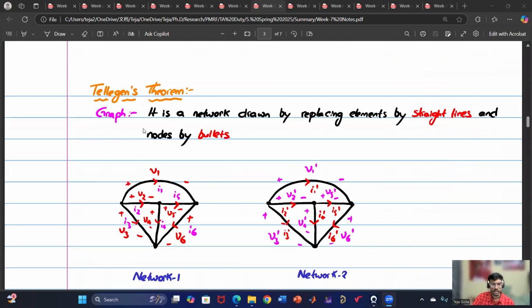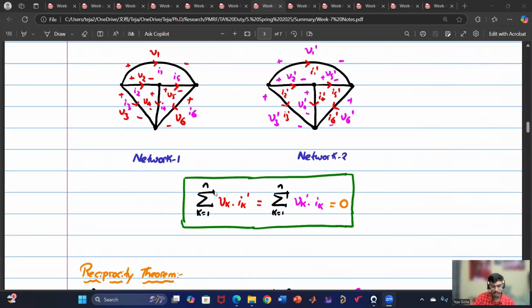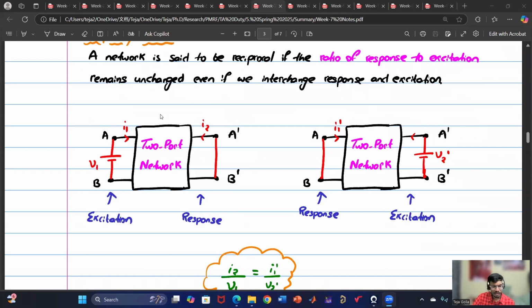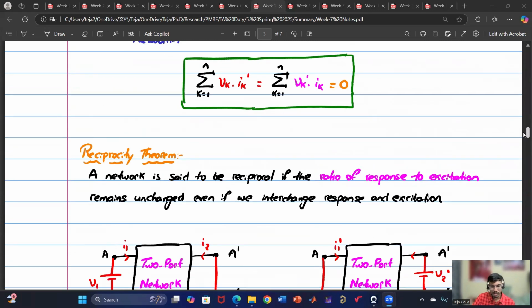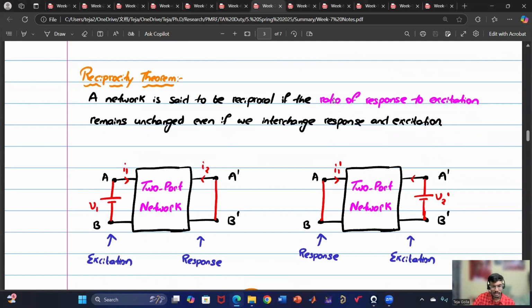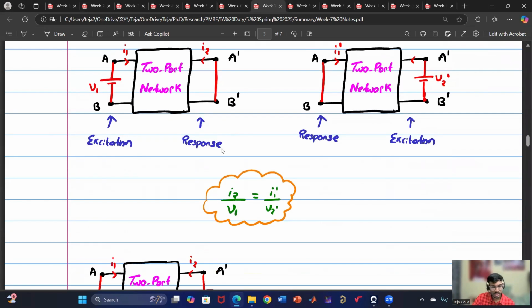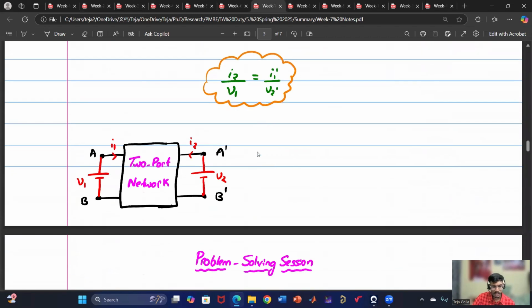And we have also seen Tellegen's theorem, where if two networks have the same graph, then this will be valid. And then we have also seen the reciprocity theorem. If the network is reciprocal, then the ratio of the response to excitation remains the same, even if we interchange the response and excitation. So this is the excitation and this is the response, and we have obtained this equation.